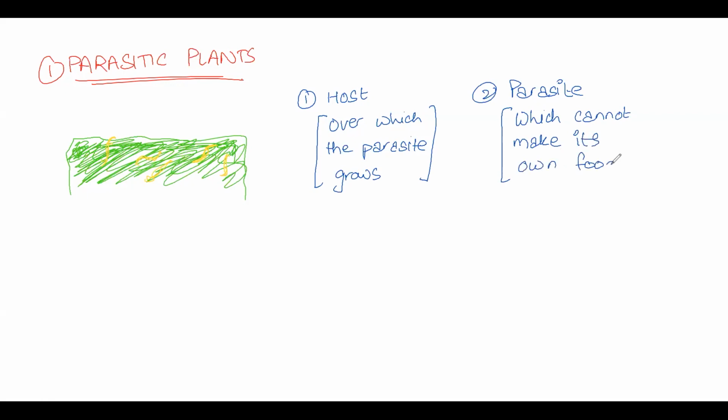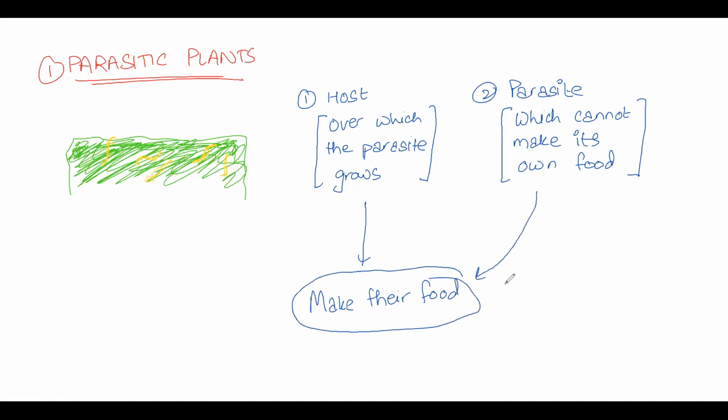So in this case, the bushes are the host and the yellow plants that I am talking about, they are the parasites. So the host, they make their food. And these parasites, they take up a part of food made by the host. So you understand how they obtain their nutrition?